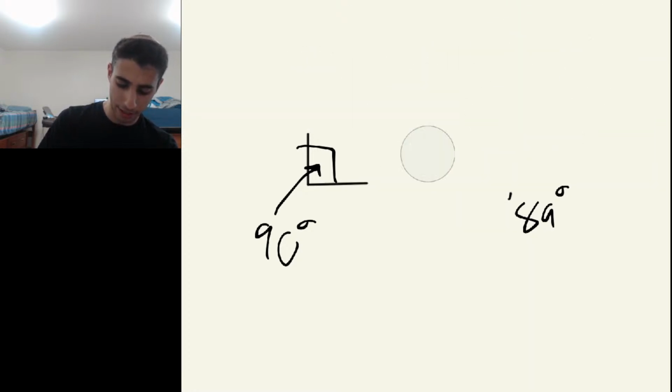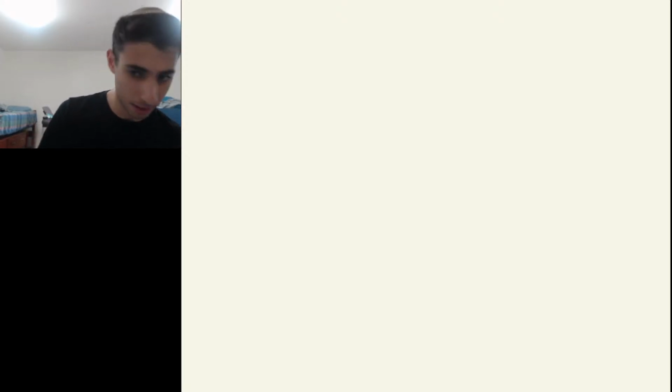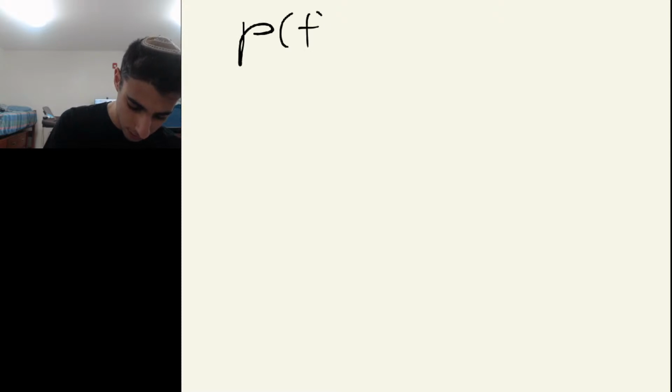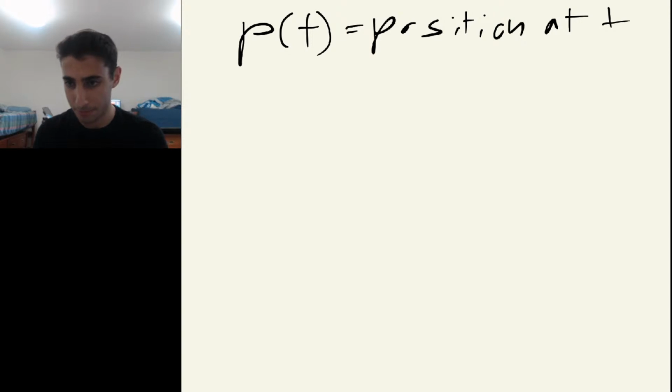If you don't know what limits are, I encourage you to watch the 3Blue1Brown video about limits. It's a great video. Watch their entire course on calculus, really. Okay, so your instantaneous velocity. Imagine we have a function, p of t. p of t equals position, your position at time t.